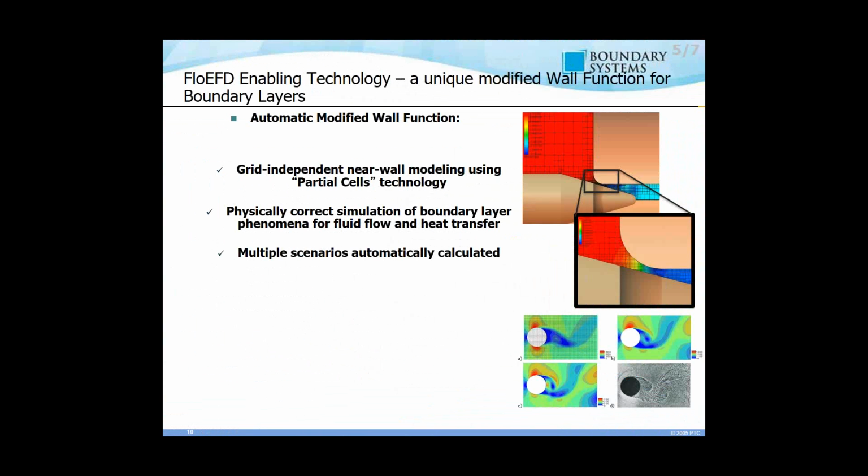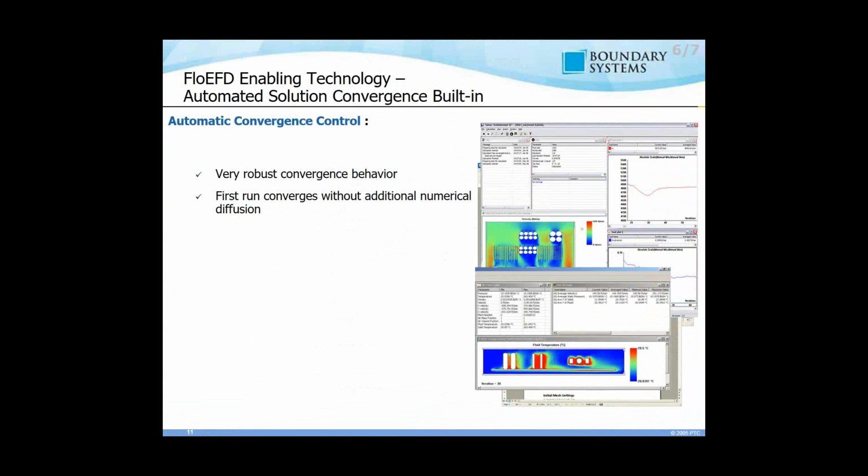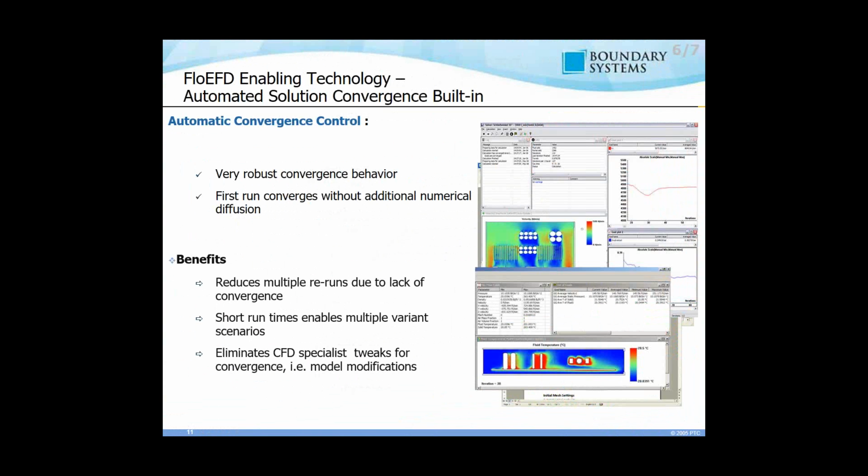Another benefit for FloEFD, I'll actually skip this one for now. We'll come back to that in a second. Another benefit in FloEFD is the way the solver is built. It's very robust, and it always approaches convergence in 90-something percent of the cases. And so it's very, very rare for a FloEFD solve to diverge, whereas in many other CFD codes, that's a possibility that could happen, right?